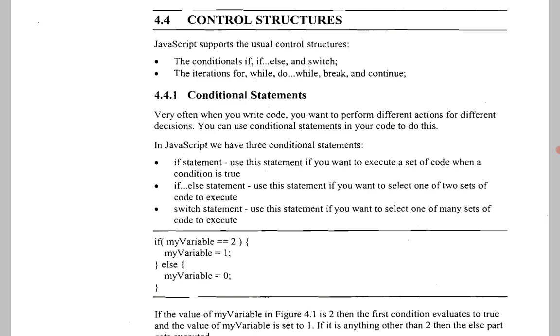The conditional statements in C language are the simple if statement, if else if statement, multiple nested if statements, and switch statements. Control structures is another important set of questions in JavaScript.